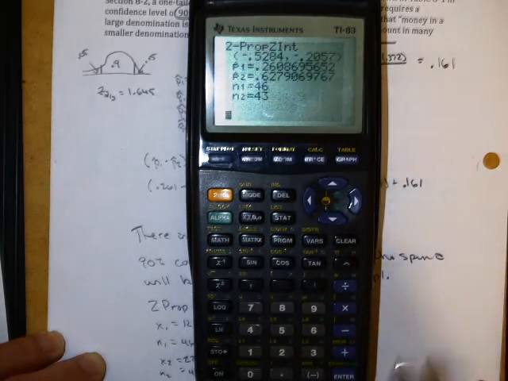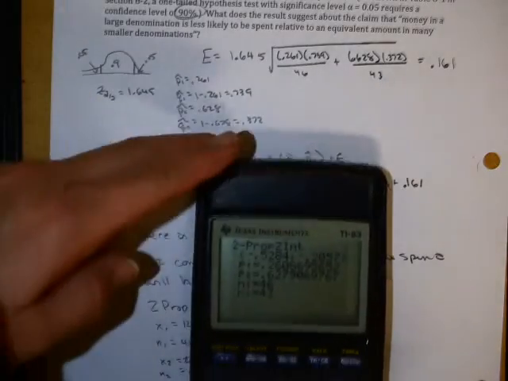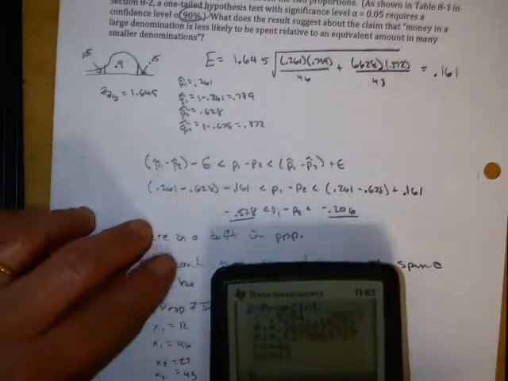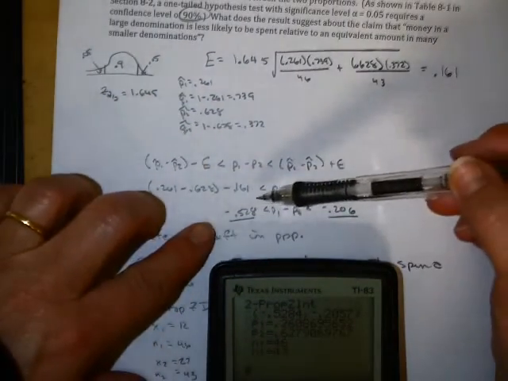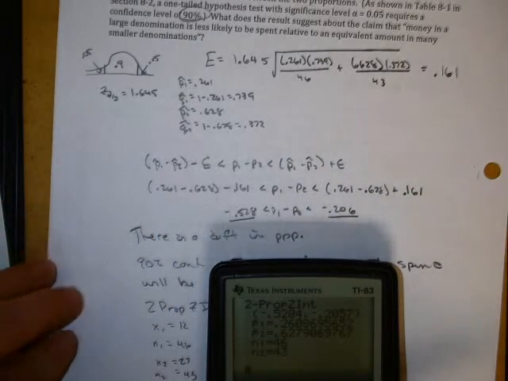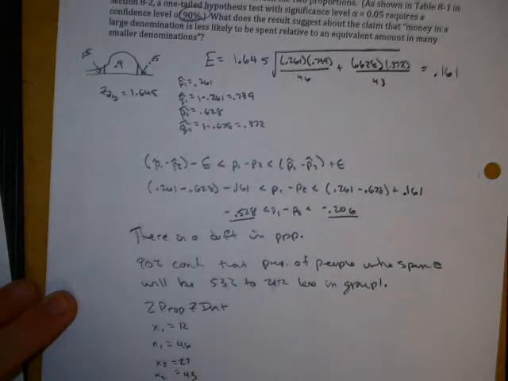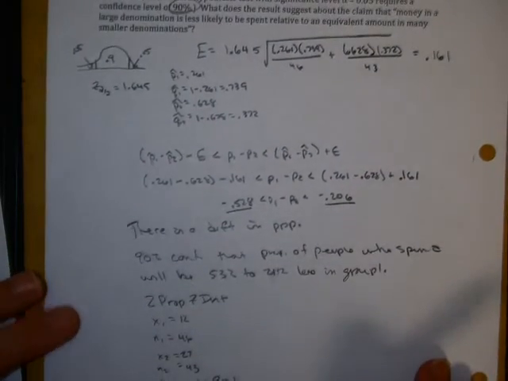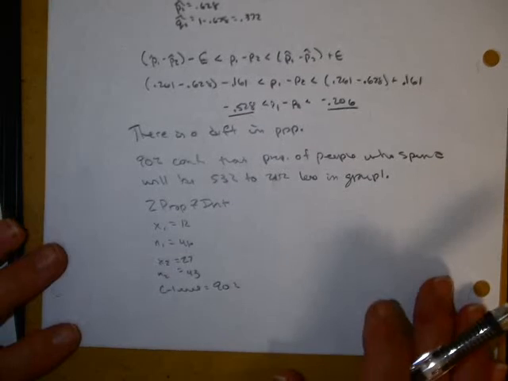And then calculate. And you'll see that my values are negative 0.528 to negative 0.206 when rounded to 3 decimal places. So again, that supports that they're different and that the people with larger denominations are less likely to spend.